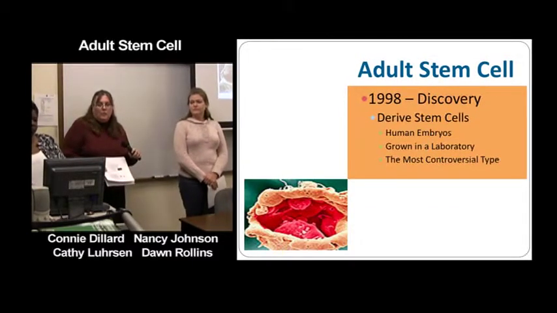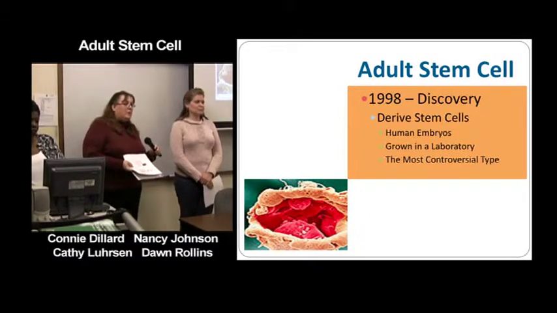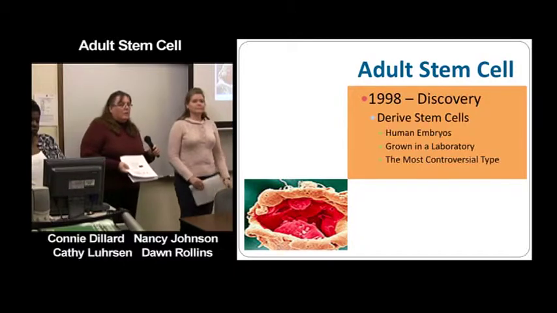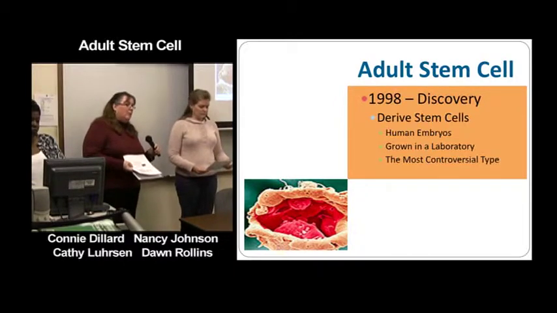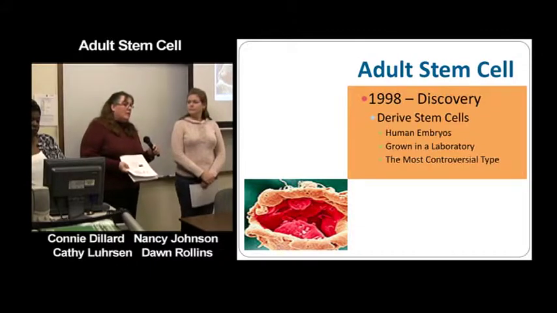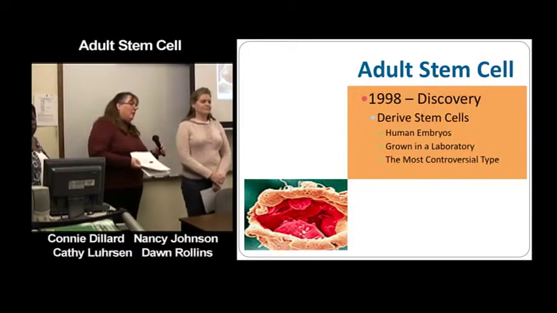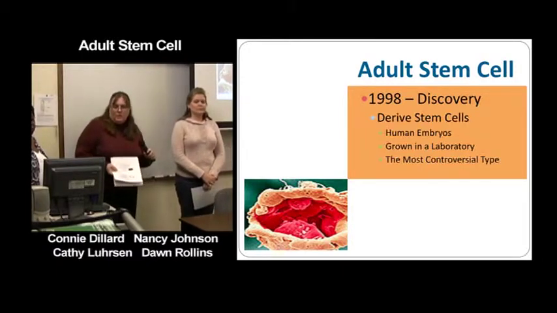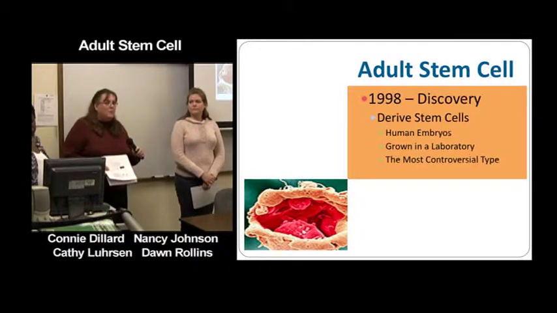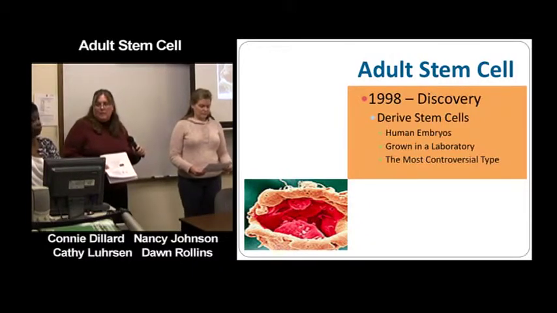And then in 1998 was the first time that human embryos were used for stem cell research. And these were actually embryos that were grown in a laboratory. They were embryos that people used for in vitro fertilization. Once they used however many embryos they wanted for reproduction, then they donated the embryos for scientific research. This is also, however, the most controversial type of research available with the stem cells.